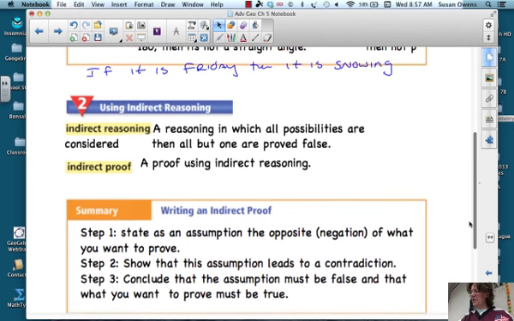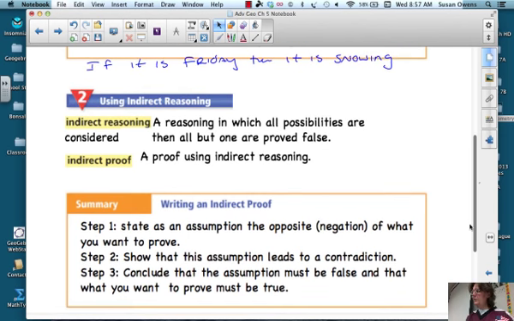Indirect reasoning is reasoning in which all possibilities are considered, and then all but one are proved to be false. It's a great way to prove that something's not true. You basically assume all the possibilities, show that none of them can happen, and then you can say, well, if none of these are true, then this has to be false. An indirect proof is a proof using indirect reasoning.